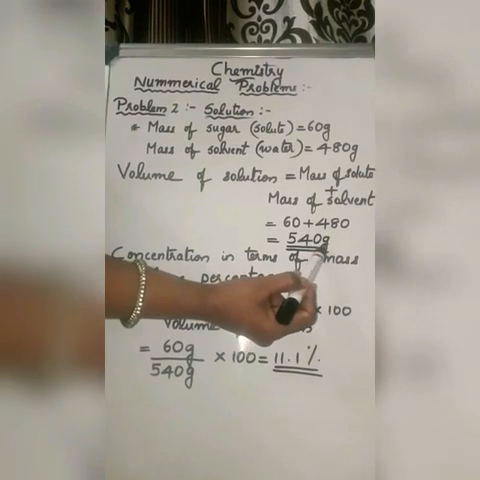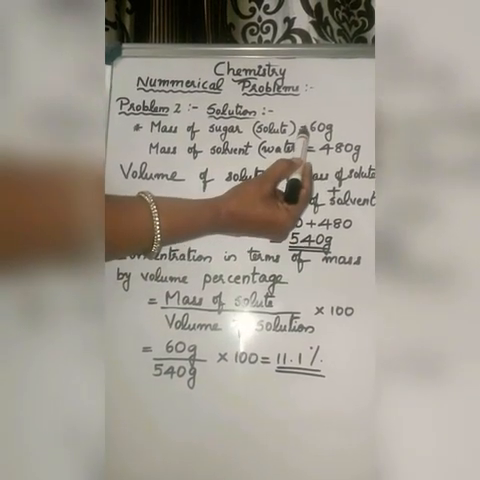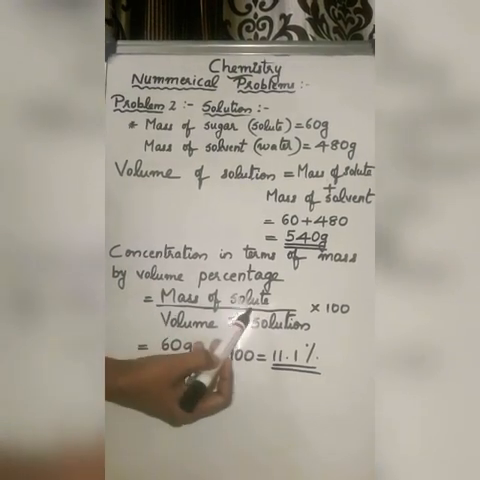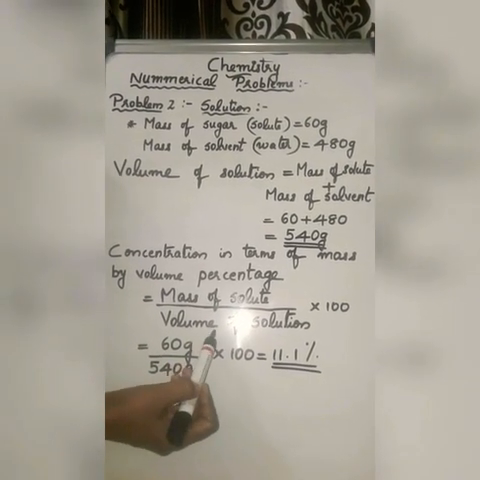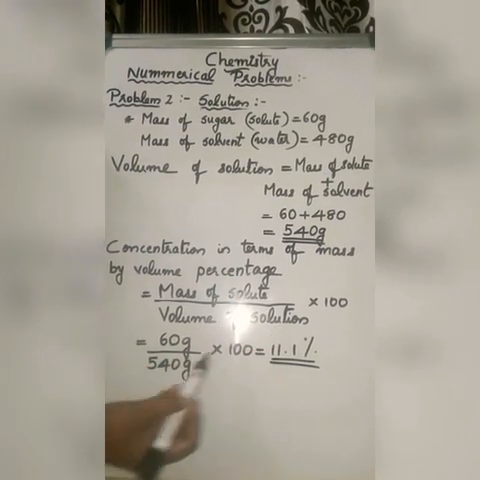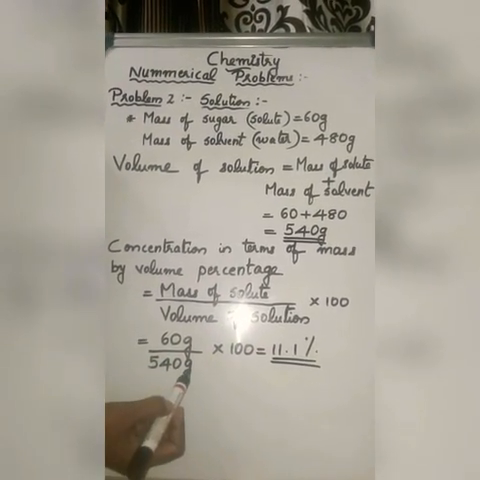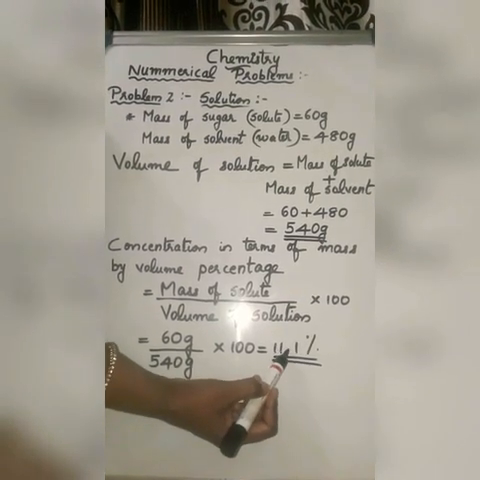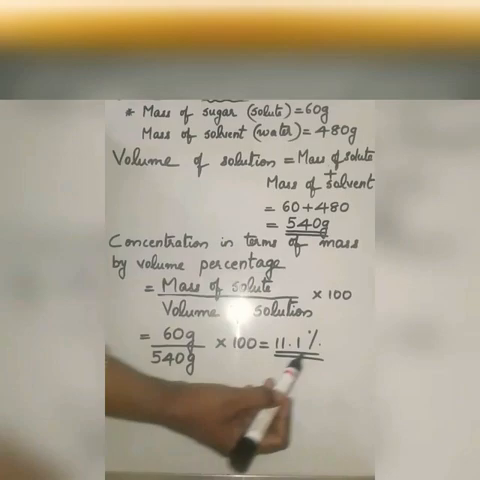This 540 grams and mass of the solute you want to substitute in this equation. That is, mass of the solute is equal to 60. Volume is asked to find. So you want to write volume of solution is equal to 540 gram. Into 100, you will get the answer 11.1%.